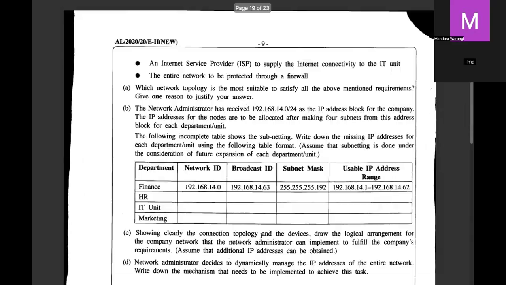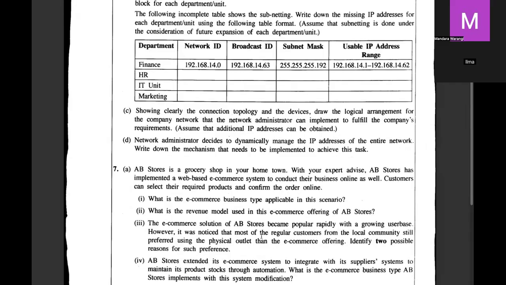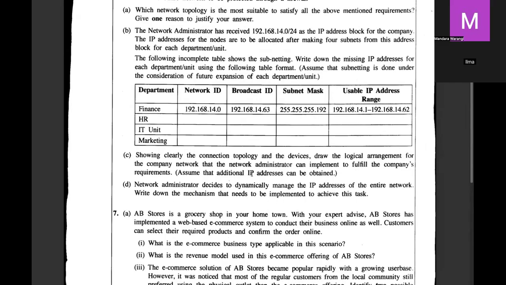The next question is: a network administrator decided to dynamically manage the IP addresses of the entire network. Write down the mechanism that is required to achieve this task. Dynamically allocate IP addresses. What is that? I can't answer this question. I don't know.